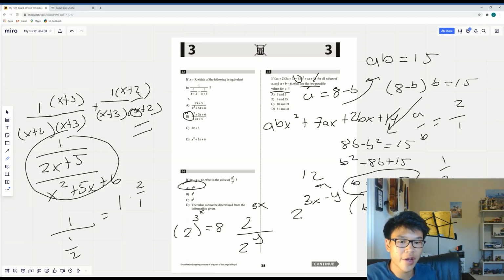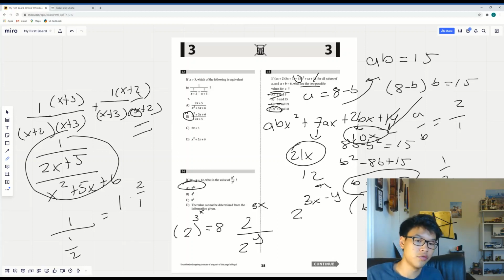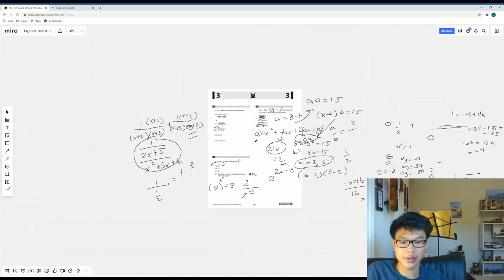Okay, so what's the value of C? If B equals, let's say B equals 5, that means A must equal 3, right? Because B plus A equals 8. So if A equals 3, that becomes 21x, and B equals 5 becomes 10x. So what's 10 plus 21? 31. Which other answer has 31 in here? B. And I can do vice versa and have B equals 3 and A equals 5. It's going to be the same results, right?